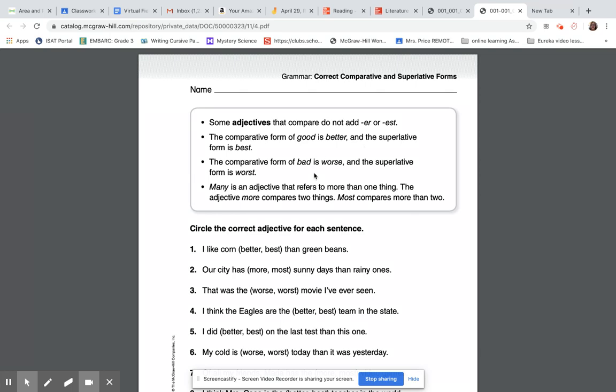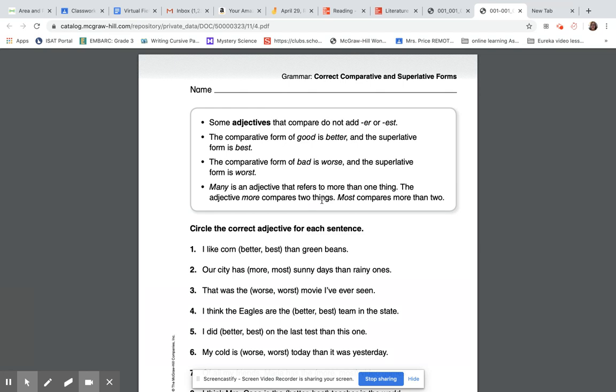So the comparative form of bad is worse, and the superlative form is worst. So my painting is bad. Hers is worse, but his is the very worst. So we're comparing: one thing is bad, two things are worse, but more than two things are the worst. So that's just comparative and superlative.